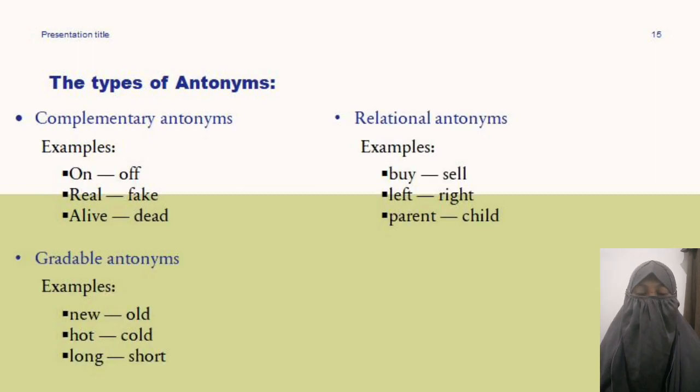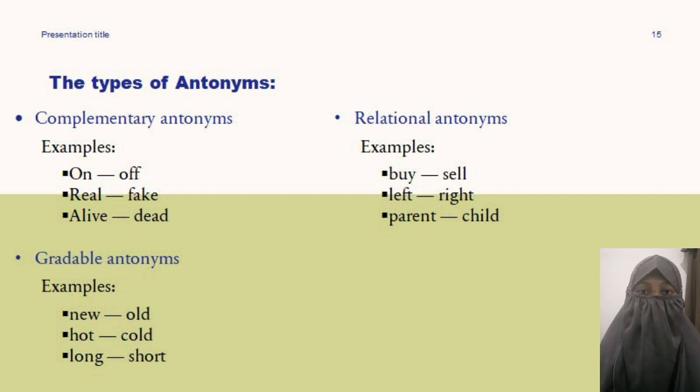Next are the types of antonyms. There are several types of antonyms, namely: 1. Complementary antonyms. Complementary antonyms, also known as binary antonyms or contradictory antonyms. Complementary antonyms are word pairs where the positive use of one means the negative use of the other. For example, on is the antonym of off. Real, the antonym is fake. Alive, the antonym is dead.